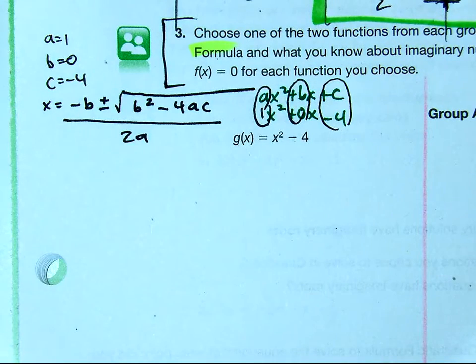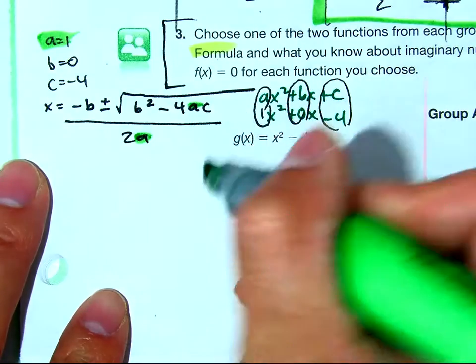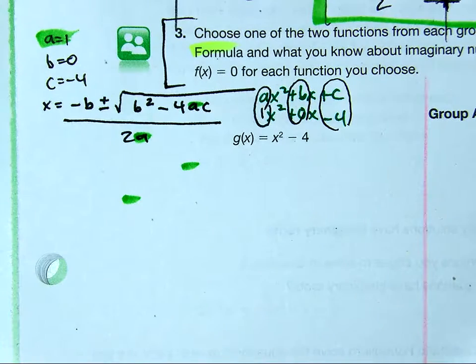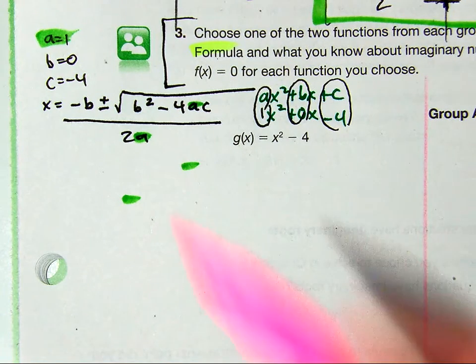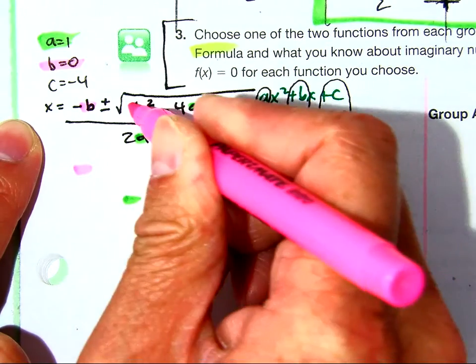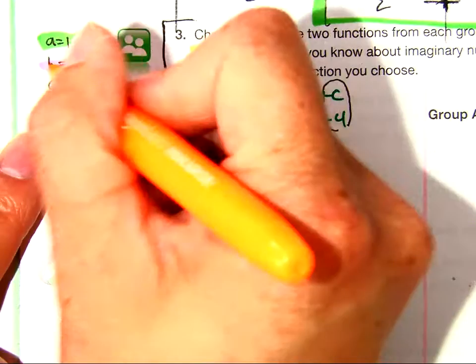I'm going to color code those as we just do substitutions. As you're doing the example, I would encourage you to write really small, font size 6. Every b value, we're going to write 0. And every c value, we're going to write negative 4.